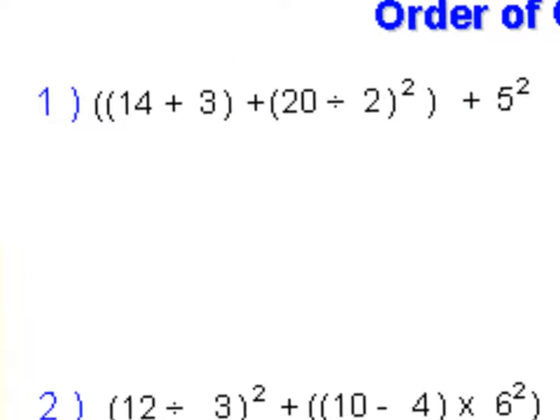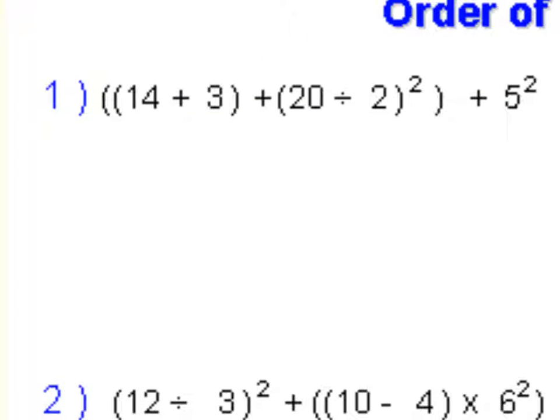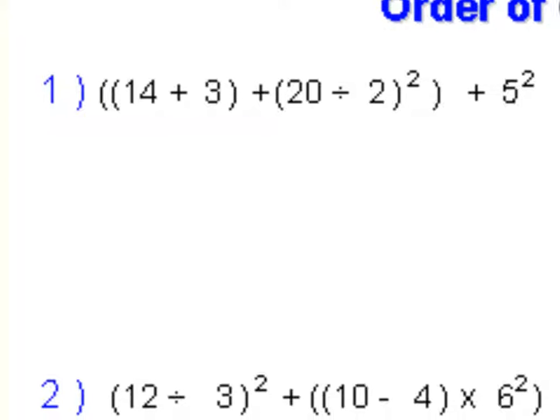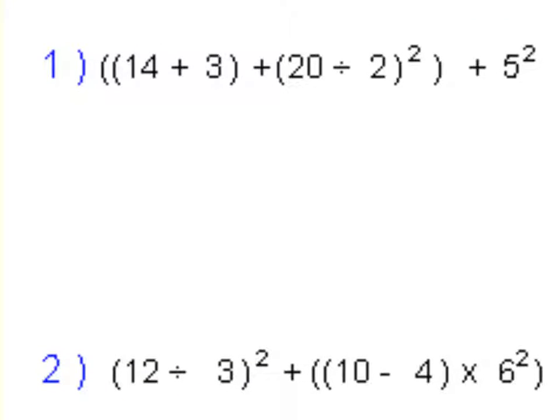All right, first example. Change the width of my pen here. Okay, so move this up. We have 14 plus 3 plus 20 divided by 2 squared plus 5 squared. The first thing that we want to focus on, and I'm going to use a red pen, would be the parentheses, because that's what PEMDAS requires, the P in PEMDAS.